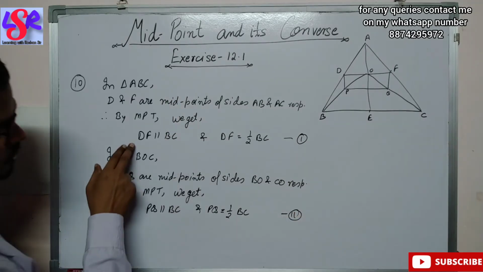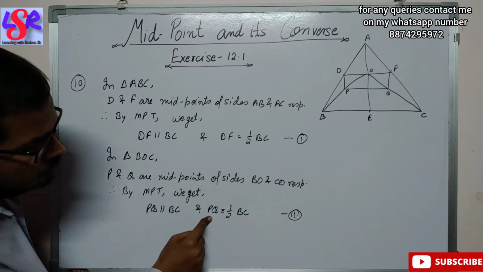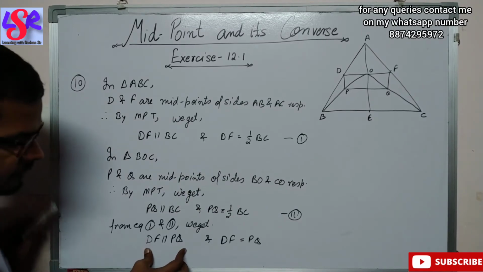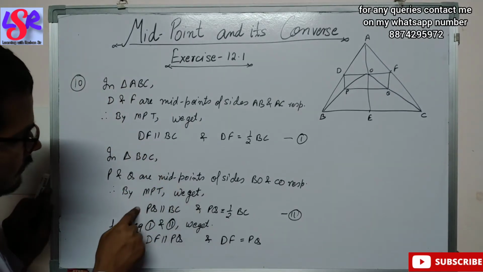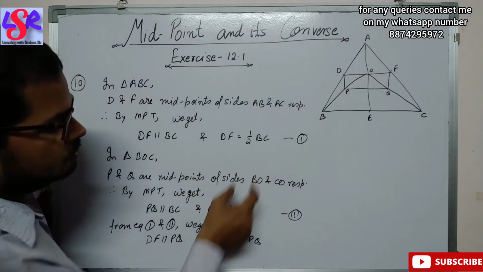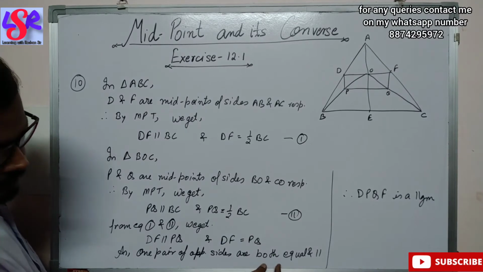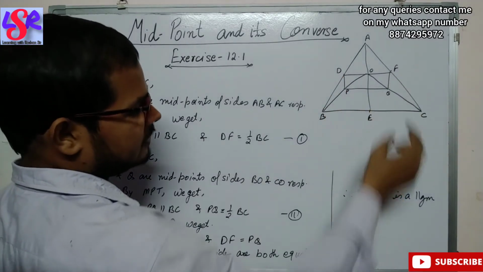From equations 1 and 2, we get DF is parallel to PQ and DF is equal to PQ. As DF and PQ are both parallel to BC and both equal to half of BC, one pair of opposite sides are both equal and parallel. Therefore, the quadrilateral DPQF is a parallelogram.